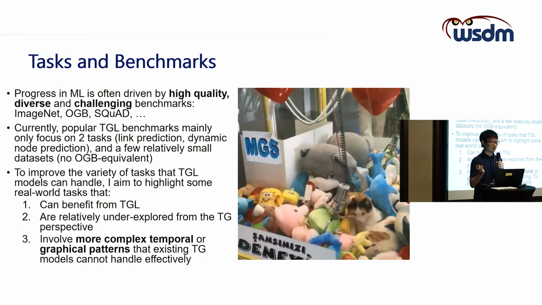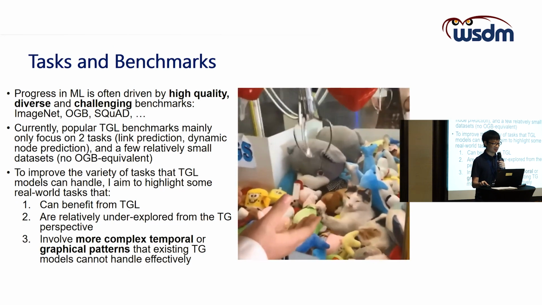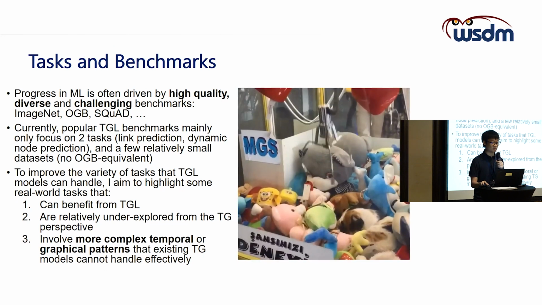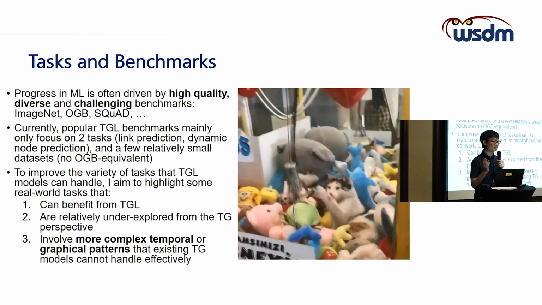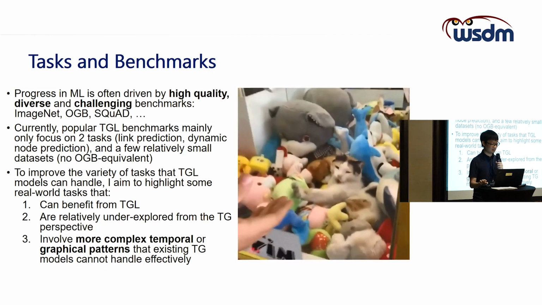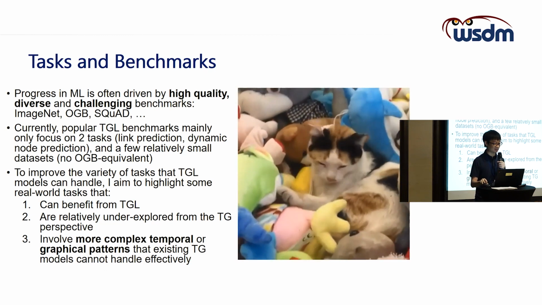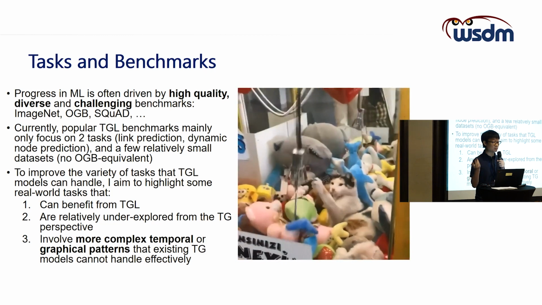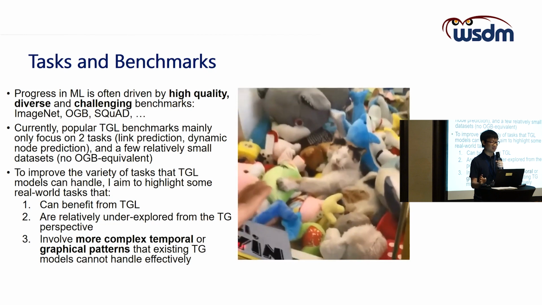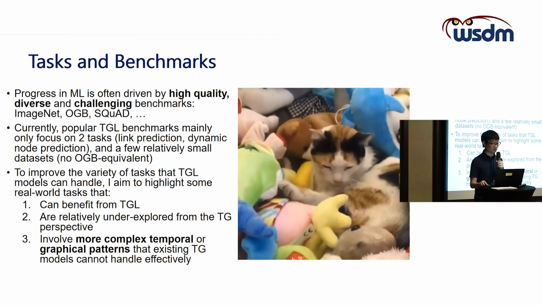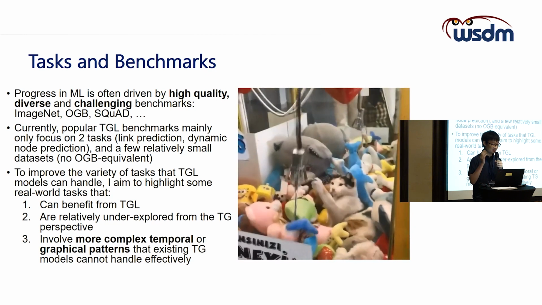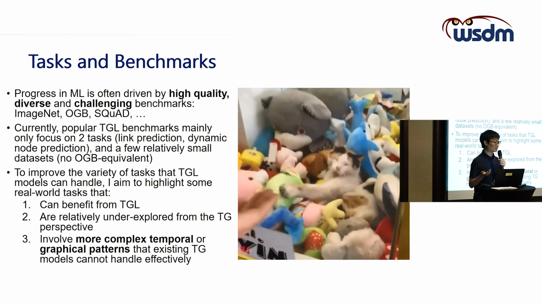It turns out that in the temporal graph learning setting, most of the work mainly focuses on two main tasks: link prediction and the dynamic node prediction task. So it's relatively limited. There's not such a wide selection of tasks. And these are also relatively small data sets. So few and relatively small data sets. There's no real equivalent of OGB, the Open Graph Benchmark. So this is the kind of limitation that we would like to address.